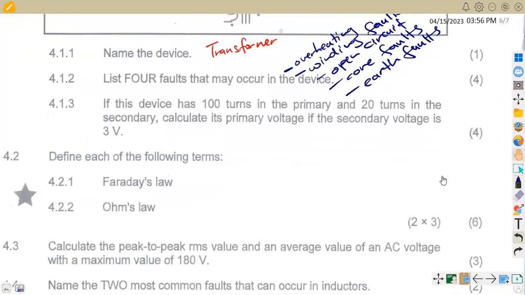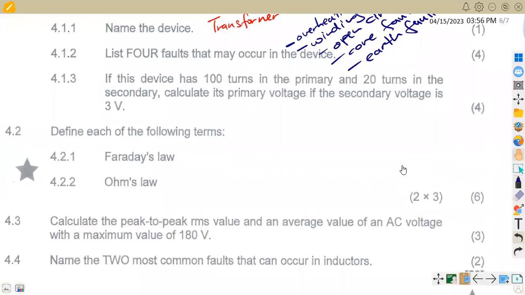All right, 4.1.3. For this device, which is this transformer, they are saying if we've got 100 turns in the primary of a transformer and 20 turns in the secondary, calculate the primary voltage if the secondary voltage is 3 volts. What are we given?